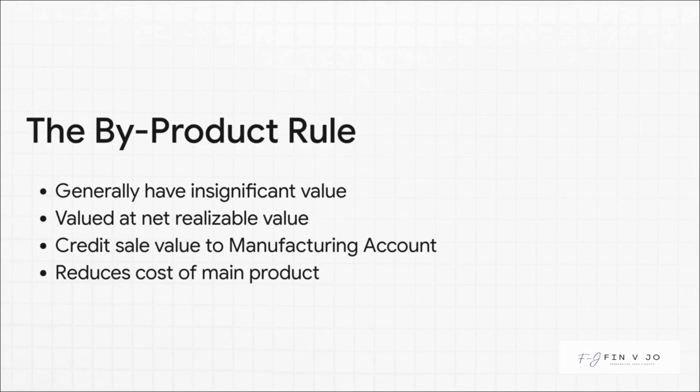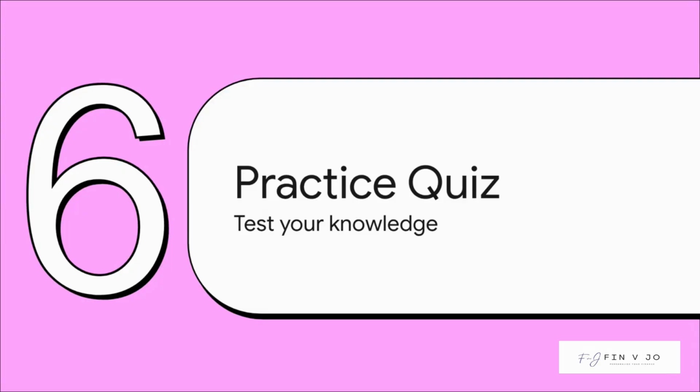Finally, we've got the byproduct rule. Sometimes, a manufacturing process creates a secondary item of really minor value, like wood shavings in a furniture factory. If a question mentions a byproduct, don't panic, because its value is usually pretty insignificant. You just value it at its net realizable value. Then, you simply credit that sale value to the manufacturing account. Why? Well, because selling that scrap essentially acts as a discount, lowering the overall cost of manufacturing your main primary product.